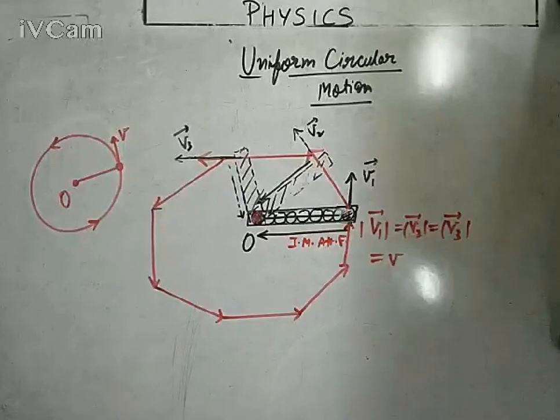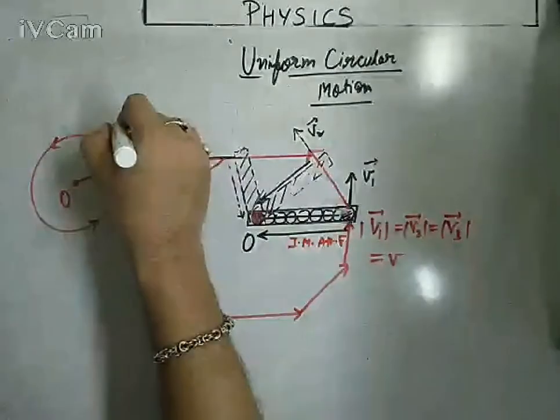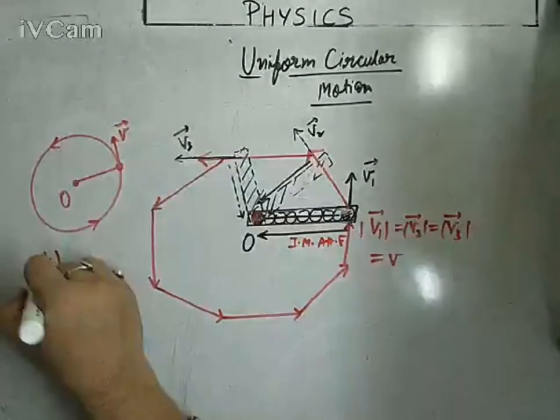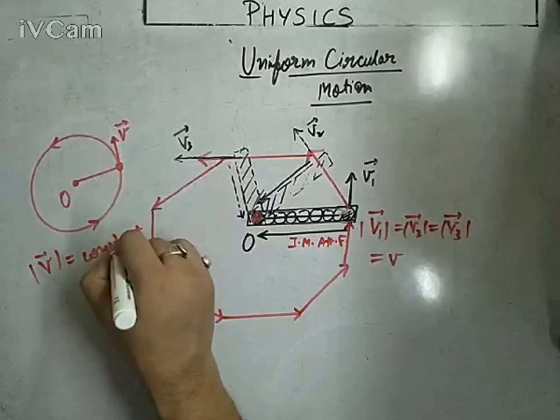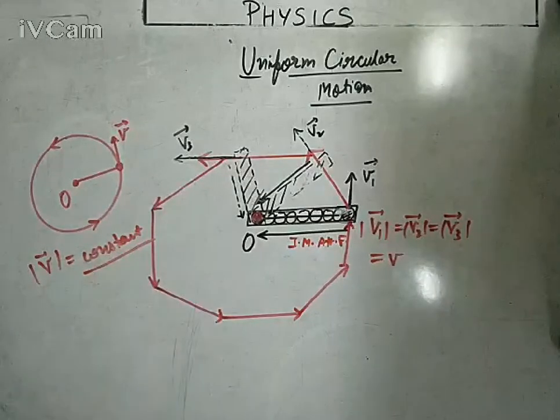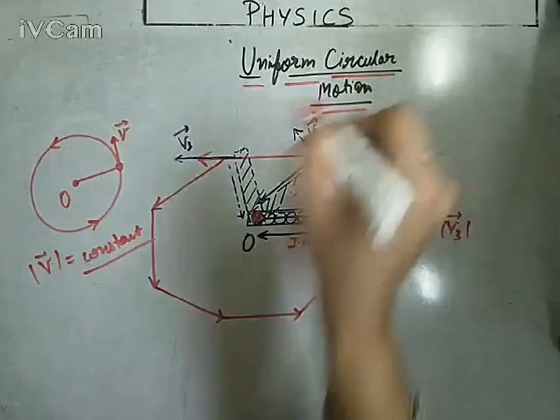This is called uniform circular motion if its velocity's magnitude remains constant during the revolution. Keep this in your mind. Velocity can't remain constant because its direction is getting changed at each and every point. Its direction would be different, so velocity will not remain the same. Velocity's magnitude will remain the same if we are talking about uniform circular motion. Keep this in mind.